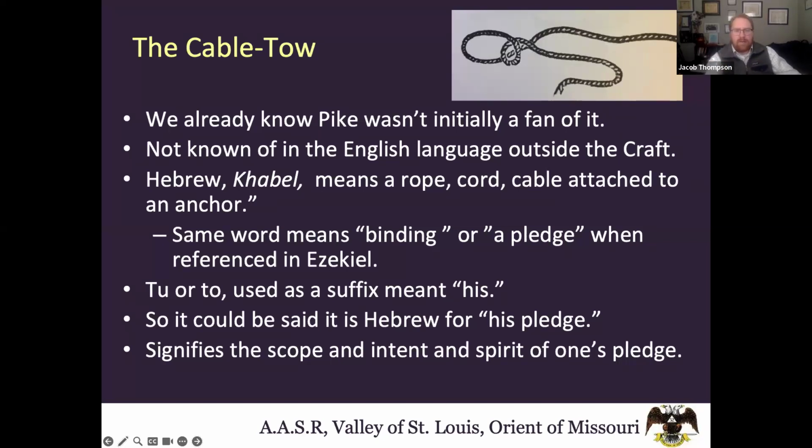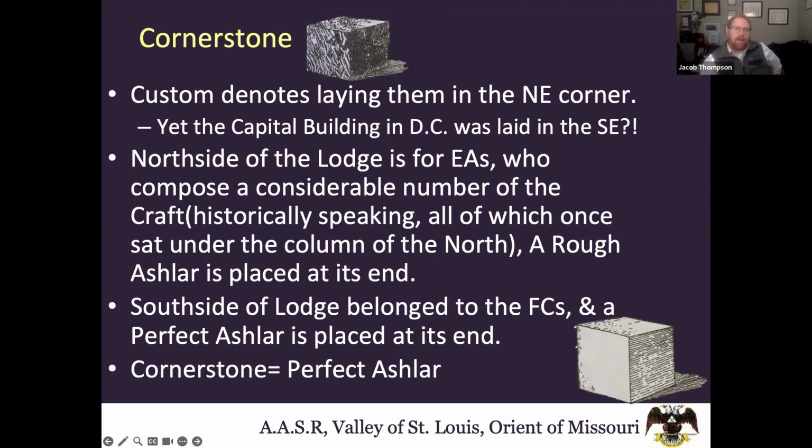Pike takes a moment to discuss cornerstones as well. Of course, cornerstones in masonry, we talk about them. We do ceremonies for them, all this good stuff. He says, of course, custom says we lay it in the northeast corner. Yet he points to the fact that the Capitol building in D.C., when they laid it, was in the southeast corner. Now, why is each cornerstone in each place? Why are ashlars used? That type of thing. Pike kind of rips that apart, discusses it.